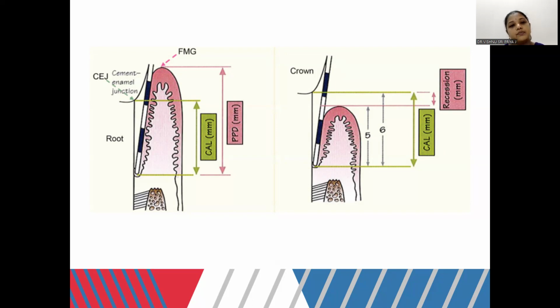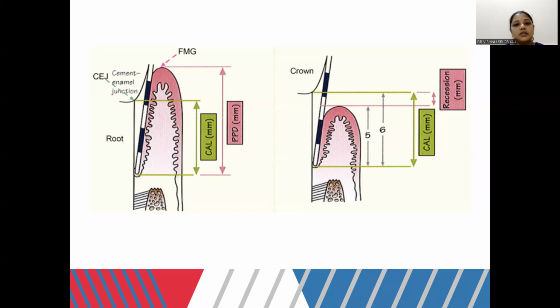Usually when we probe a sulcus, we will be measuring your periodontal pocket or gingival sulcus depth. That is going to be the measurement from the free gingival margin to the base of the pocket, which will usually be measured when we probe. So based on that measurement, we are going to differentiate the clinical attachment level or clinical attachment loss in case of normal gingiva, in case of recession, and in case of gingival enlargement.